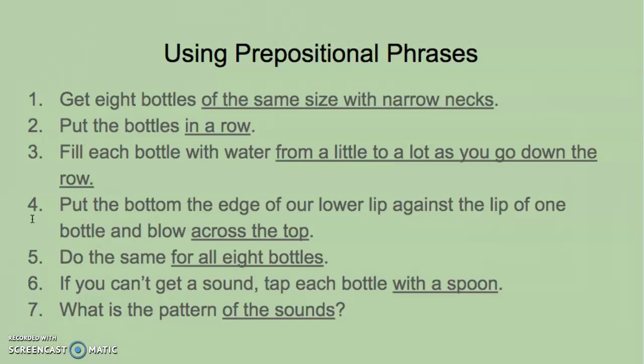If you can't get a sound, tap each bottle. Without the prepositional phrase with the spoon, we'd probably try to tap it with our finger, or tap it on the desk. It gives you a specific direction. Number 7, what is the pattern of the sounds? Okay, that makes it more specific about what they're talking about with the pattern. The pattern of what? Of the sounds.